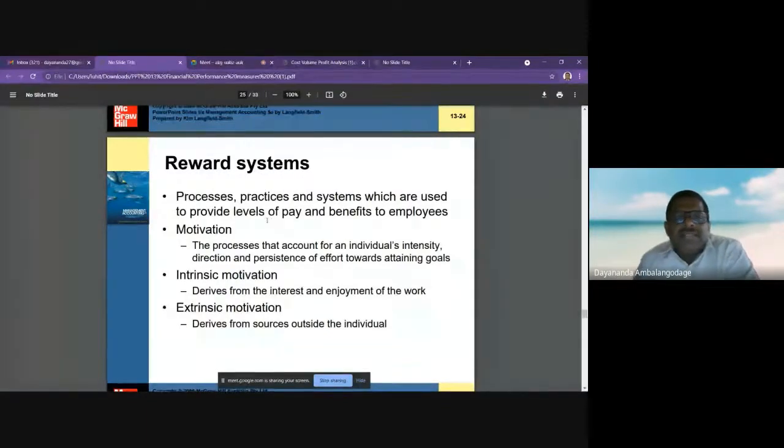What I feel is now we are discussing reward system: processes, practices, systems which are used to provide level of pay and benefits to employees. That means the reward system is basically benefits, maybe in terms of salary, rupees, in terms of other benefits. Motivation means the process that accounts for an individual's intensity, direction, persistence, effort towards attaining goal.